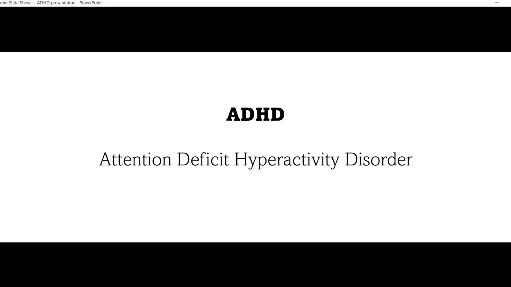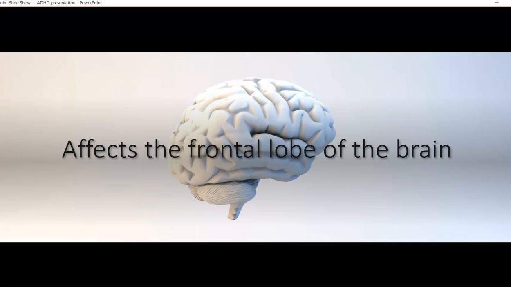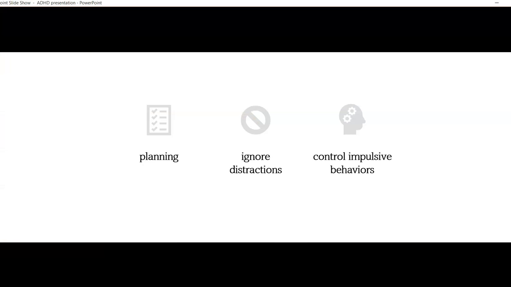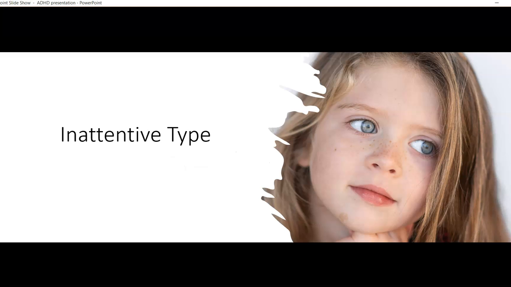ADHD is attention deficit hyperactivity disorder. It's a condition that affects individuals' ability to focus, regulate their activity level, and control impulsive behavior. It affects the frontal lobe of the brain, which influences our ability to plan and organize, ignore distractions, and control impulsive behaviors. There are three types: inattentive, hyperactive impulsive, and combined.